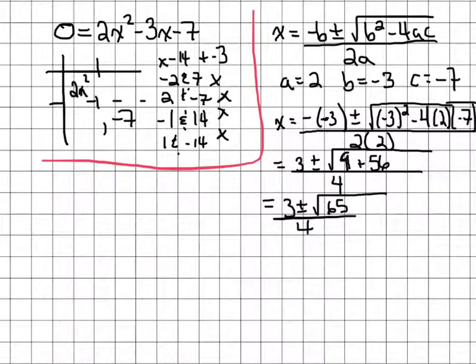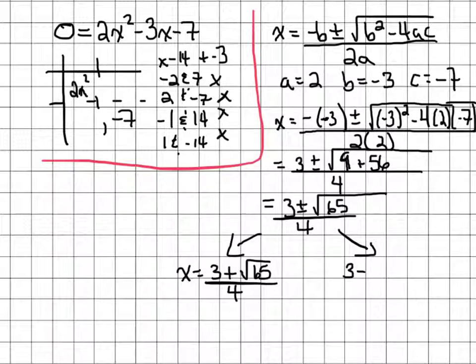So now I have my two branches. So I have x is equal to 3 plus the root of 65 over 4, and 3 minus the root of 65, all divided by 4. So I'm just going to move this up slightly.